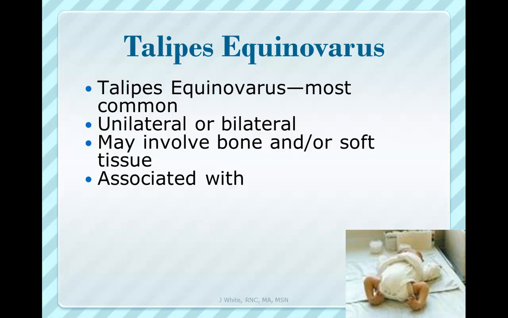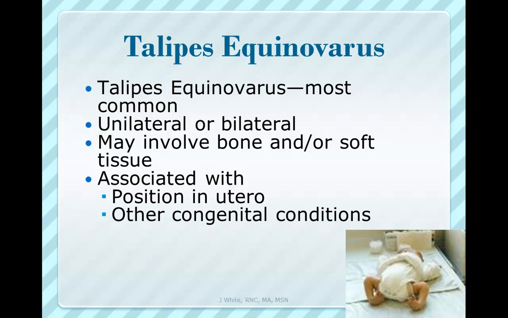Things that are associated with talus equinovarus include position in utero. If they're in a position in utero where they cannot kick and move as much, their foot may tend to grow in this position. Also, congenital conditions such as a myelomeningocele, which leads to paralysis of the lower extremities. The foot is sitting in a position and the uterus will kind of mold it into whatever shape it's pointing into. And of course, it's always idiopathic. We don't have a cause for it. It just happens. And in the majority of cases this is what we see.